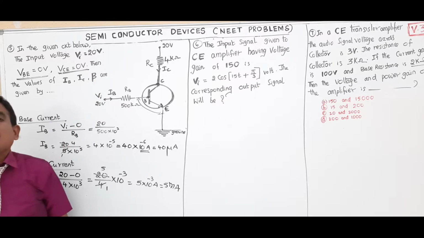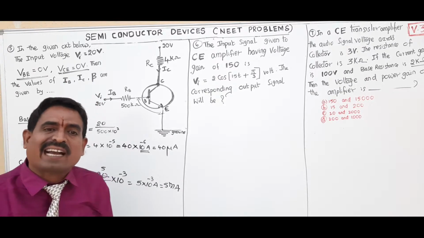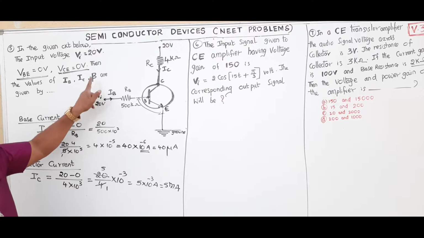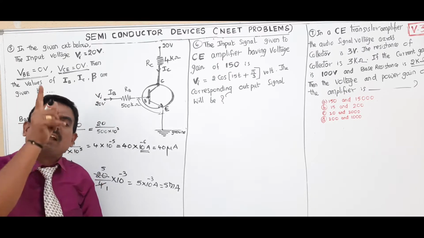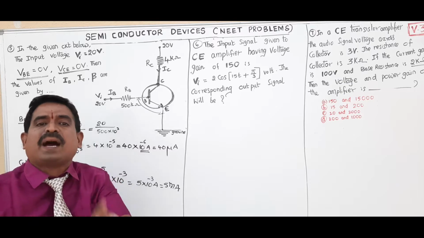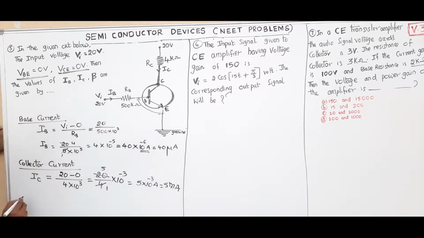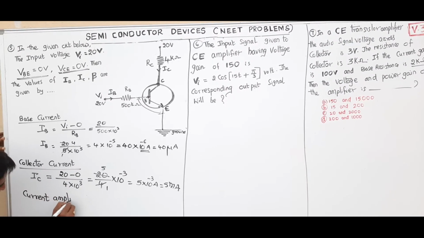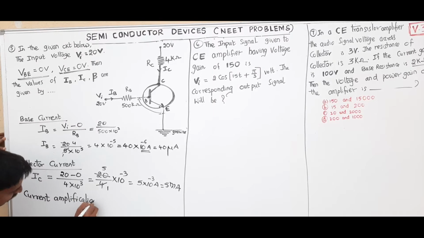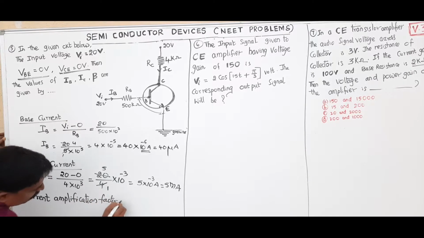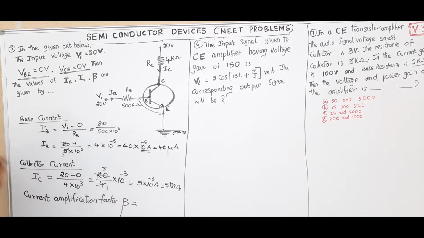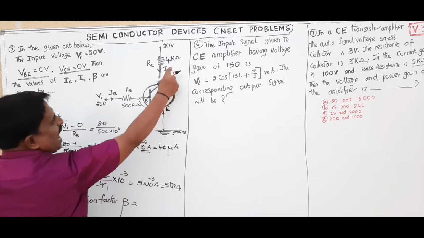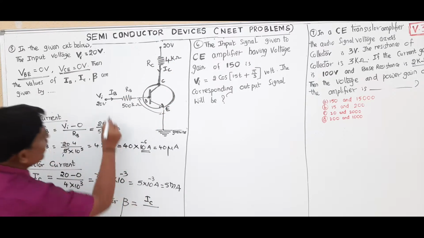Beta means the current amplification factor in the common emitter mode of the transistor. The current amplification factor beta is equal to output current by input current, that is IC by IB.